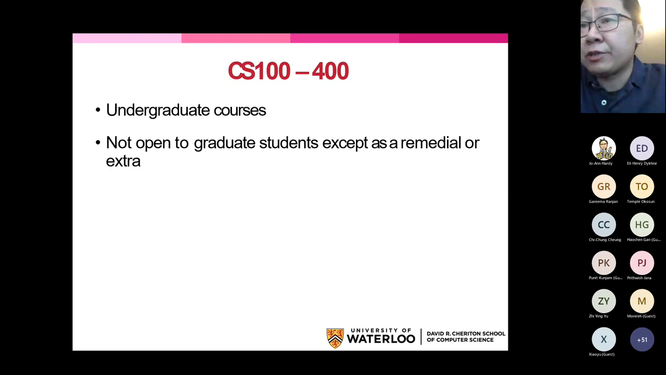However, some students, especially those with a non-CS background, might be asked as part of your offer letter to take some remedial courses to make sure that you have the necessary CS background to be able to complete your graduate research. Some remedial courses may include CS350, which is our operating systems course, or CS341, which is our algorithms course. If you have been given a remedial course to take, then you definitely need to take those as soon as possible. But otherwise, you really shouldn't be taking these courses.